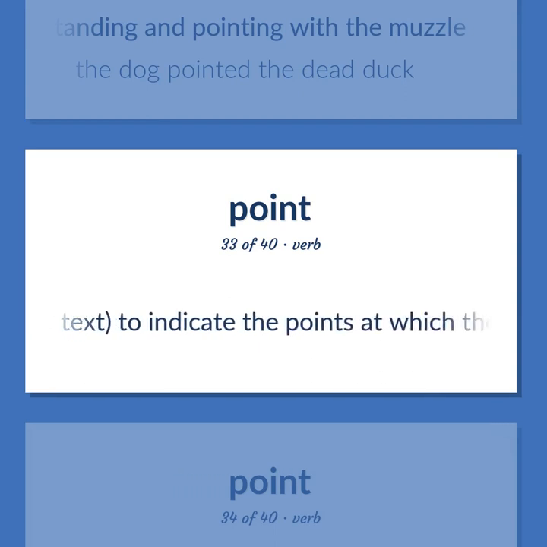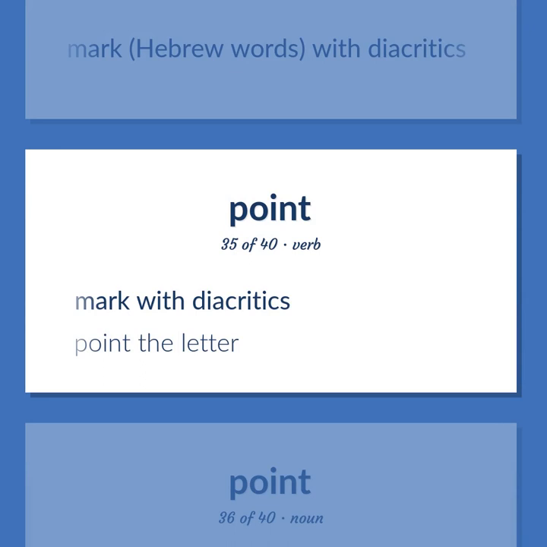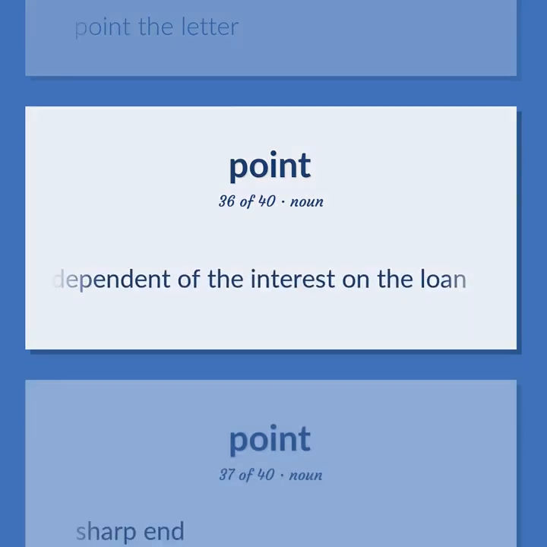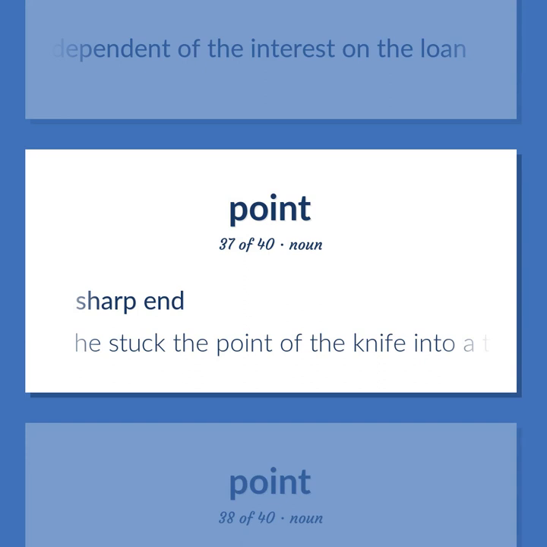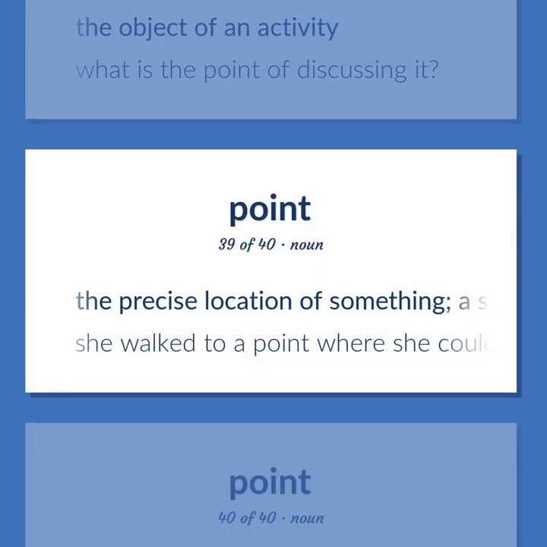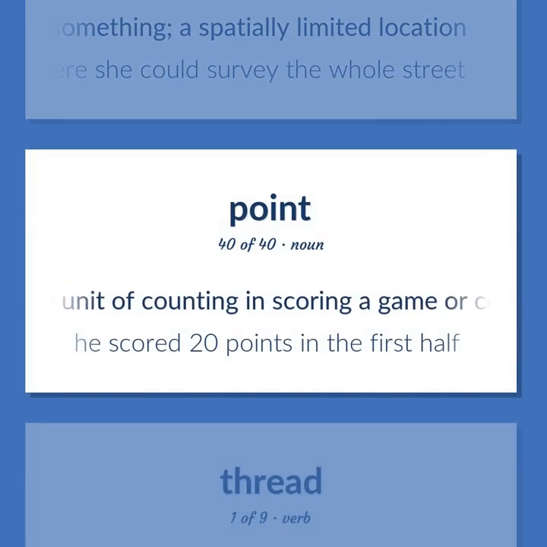Mark a psalm text to indicate the points at which the music changes. Mark Hebrew words with diacritics. Mark with diacritics. Point the letter. 1% of the total principal of a loan. It is paid at the time the loan is made and is independent of the interest on the loan. Sharp end. He stuck the point of the knife into a tree. The object of an activity. What is the point of discussing it? The precise location of something, a spatially limited location. She walked to a point where she could survey the whole street. The unit of counting in scoring a game or contest. He scored 20 points in the first half.